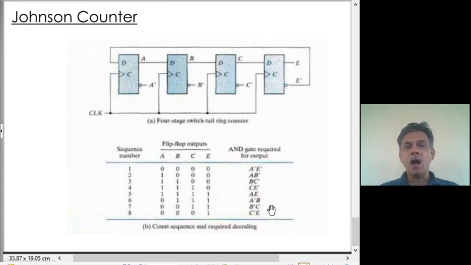So we looked at how counters can be used to generate timing signals, and they can also be used to construct BCD counters. With that we will stop this lecture. Thank you.